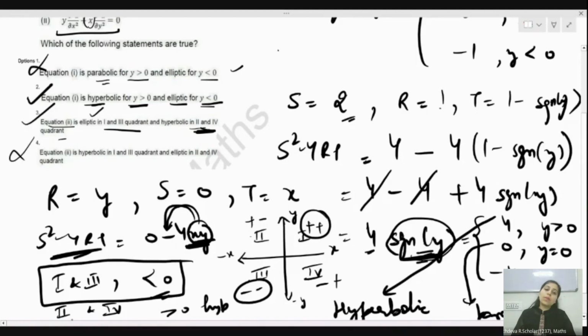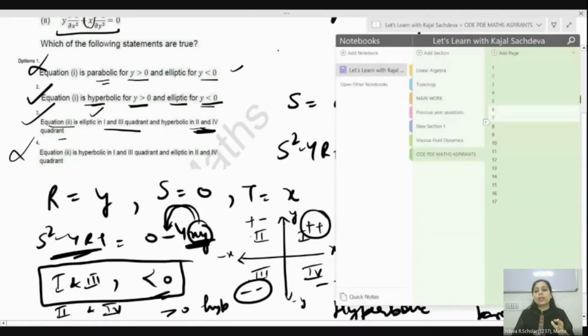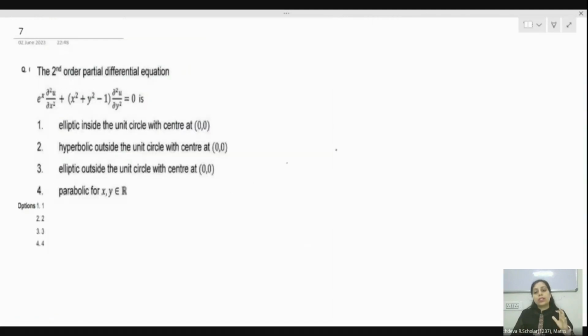So this is the problem in which we have conditions on x and y, or on the quadrant, but the same technique is used, which is S square minus 4RT. Whenever the nature of a second order equation is asked, either parabolic, hyperbolic, or elliptic, we can solve the question in a similar manner, and there is a 95% chance this type of question can be seen in this exam. So let's take one more problem of this type to make it more clear.